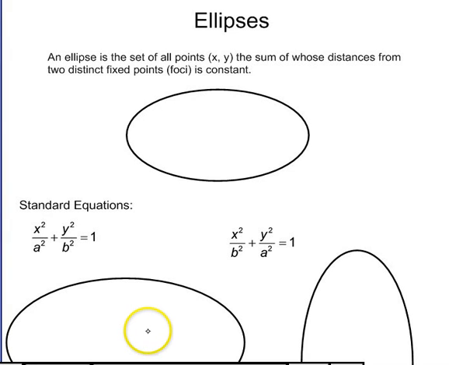This screencast is all about ellipses. Now, an ellipse is defined as the set of all points (x, y), the sum of whose distances from two fixed points, foci, is constant.